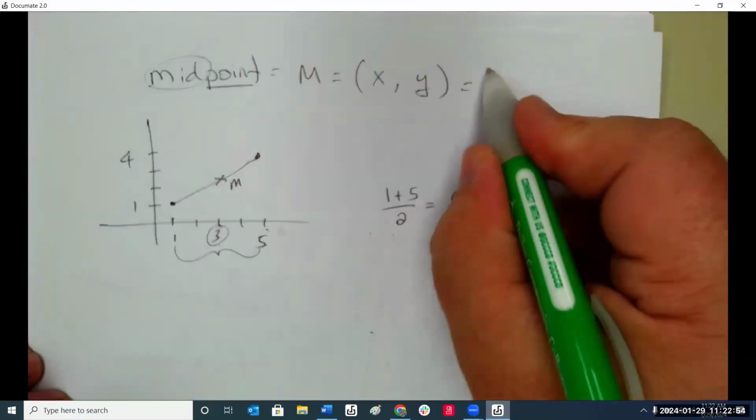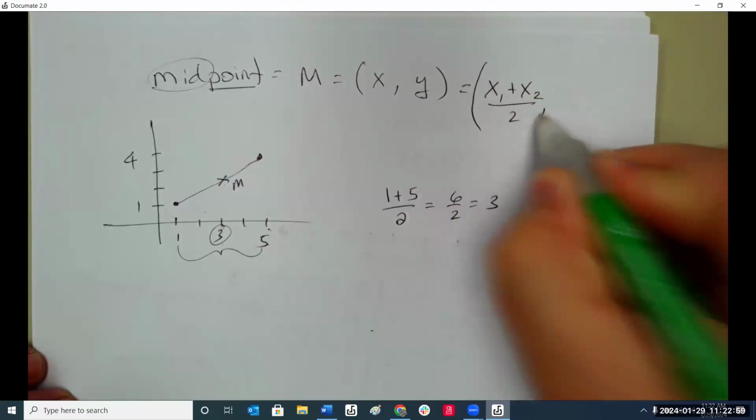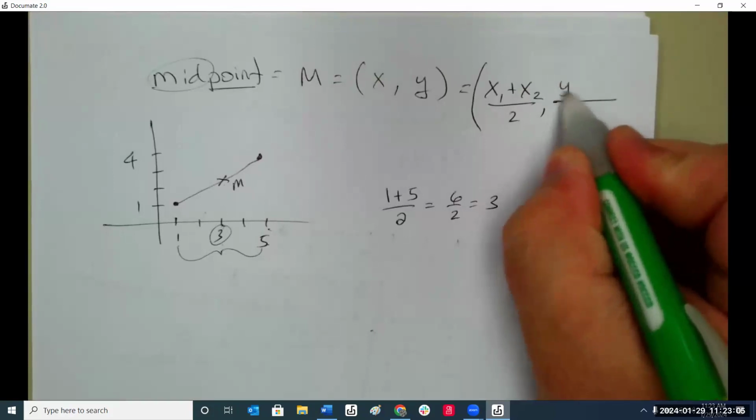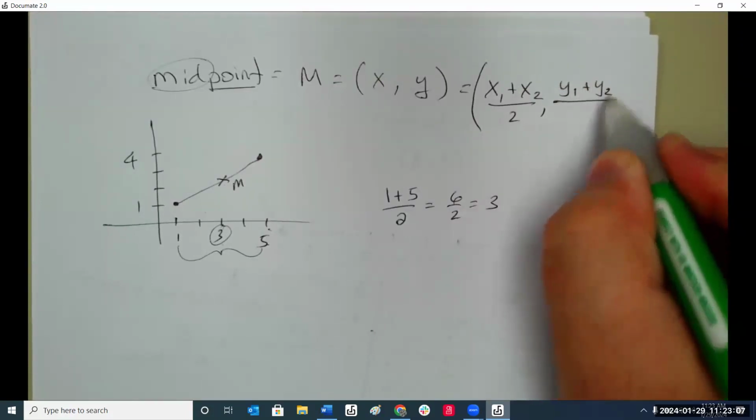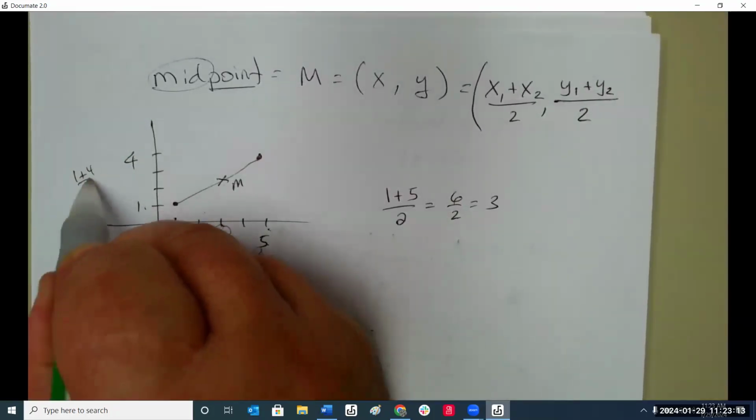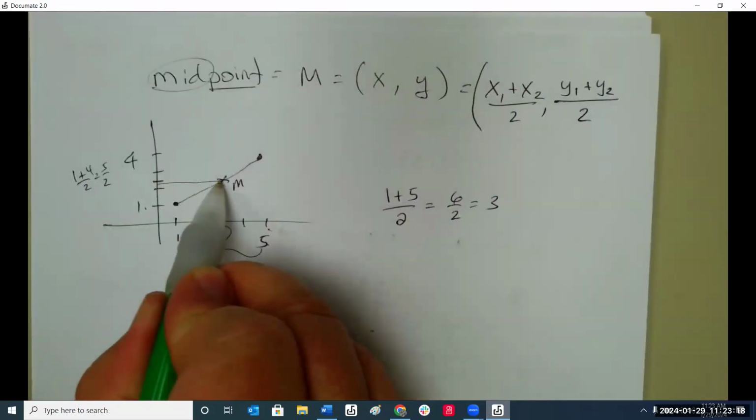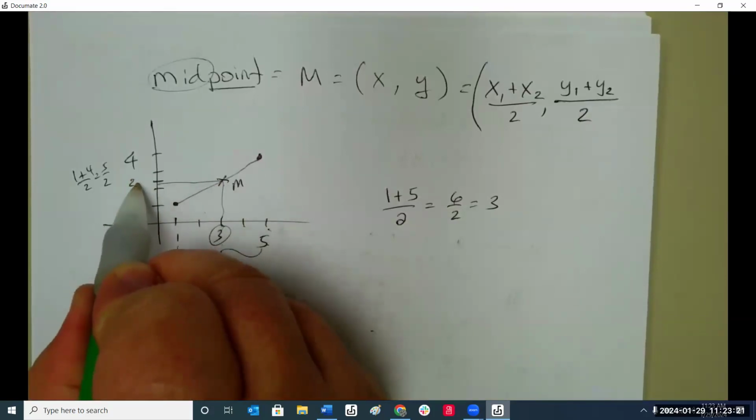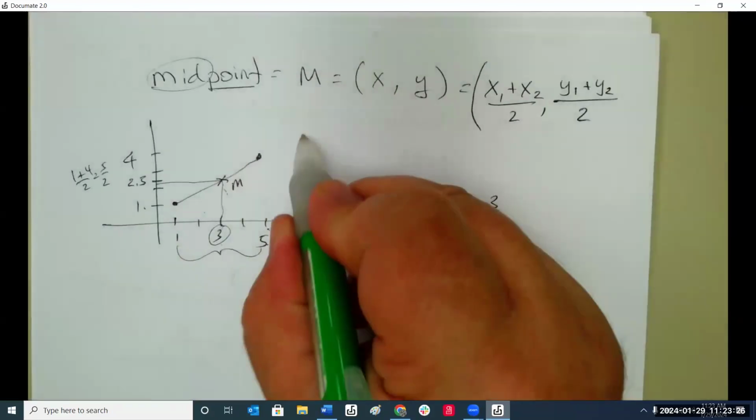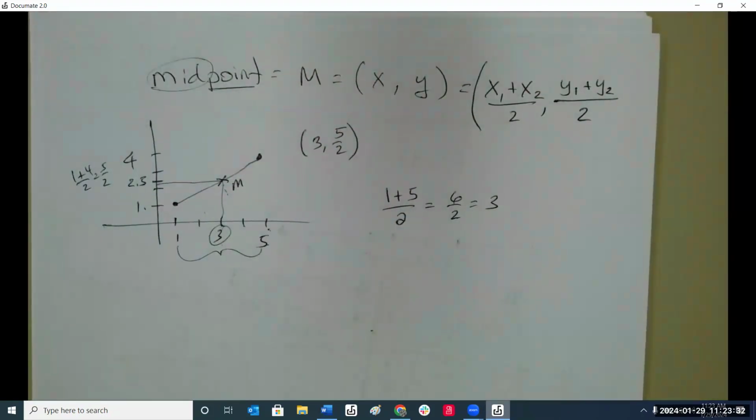So for the X component, we take the beginning X point and the last X point and divide by 2. Same thing vertically. Take the first Y and the last Y, add them together and divide by 2. So 1 plus 4 divided by 2. So it's 5 divided by 2 is 2.5. So it's there. So the midpoint of this line segment is 3, 5 over 2, or 2.5.